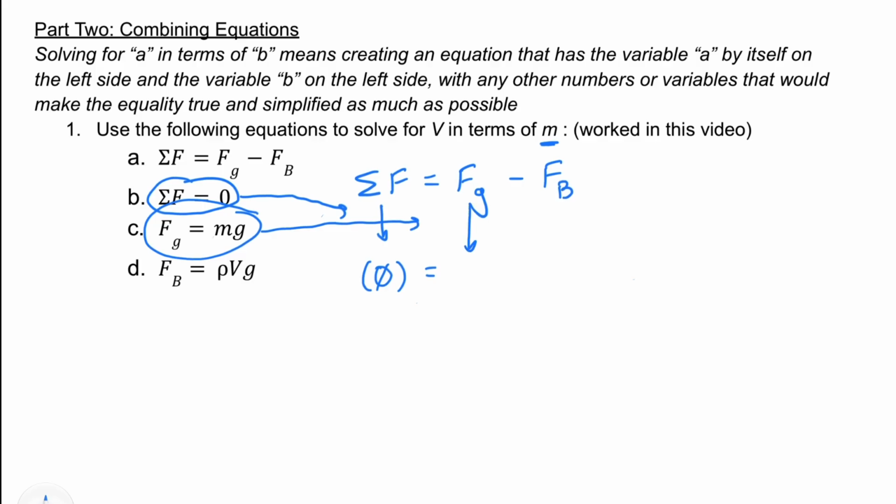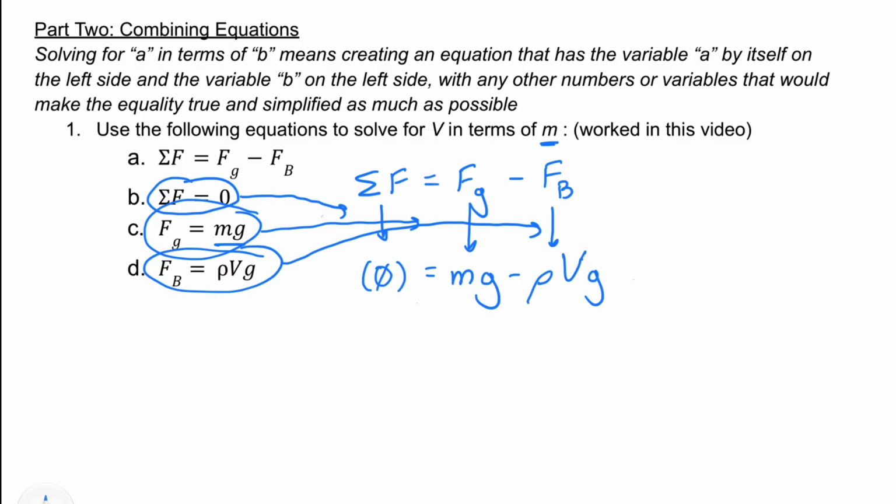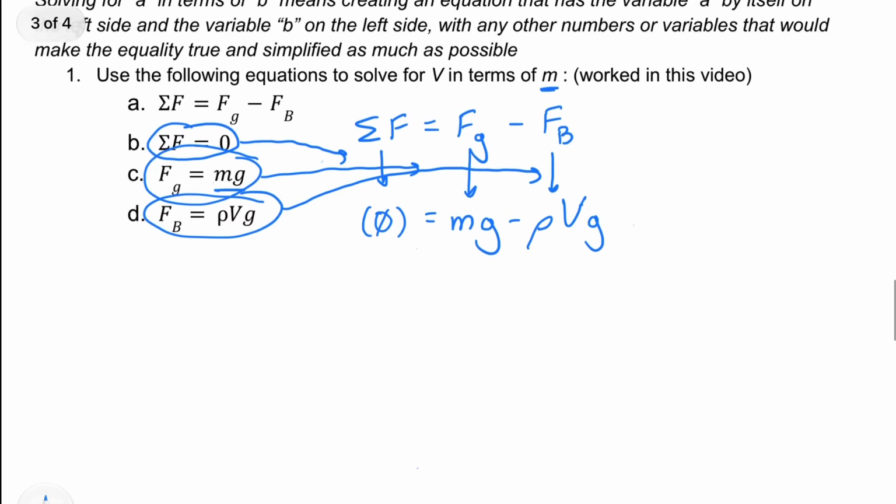So fg equals m times g, the two variables m times g. We'll substitute that in for fg. And finally, for fb, we have another equation that gives us a substitution, and that equals rho times v times g. Cool. All right, so now let's rewrite this.